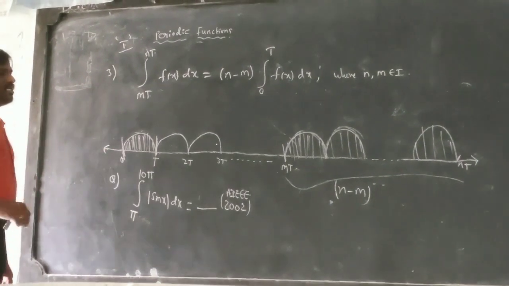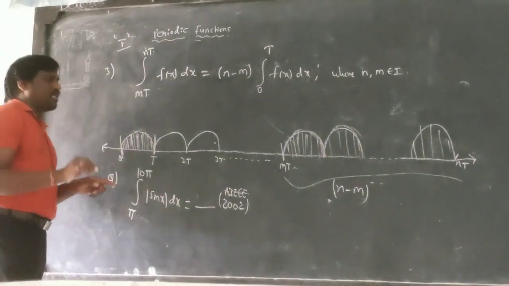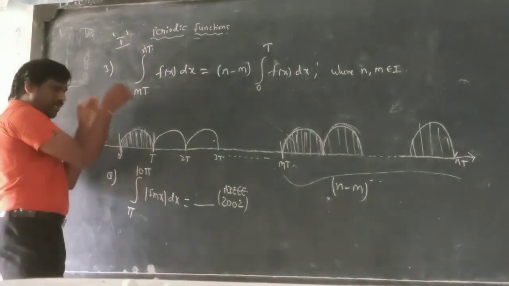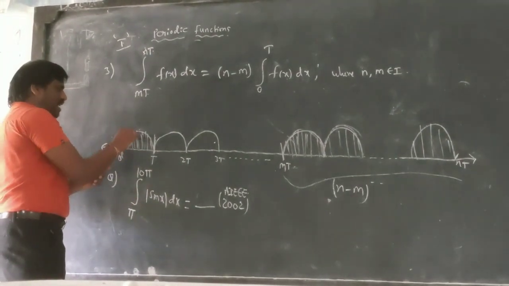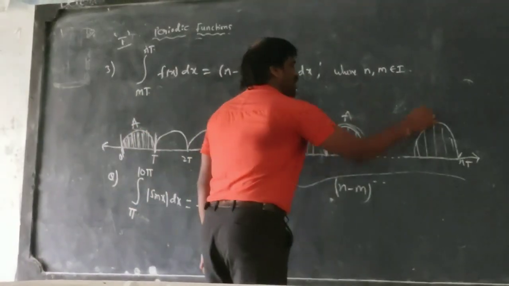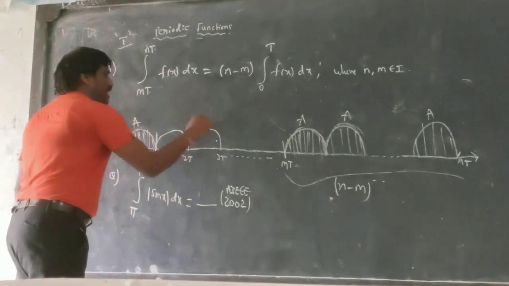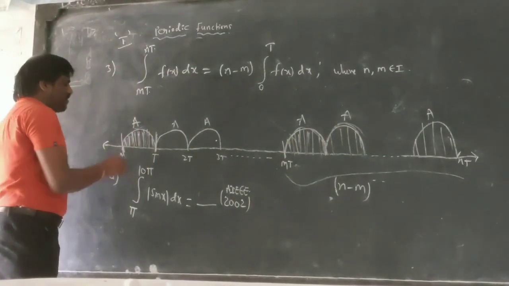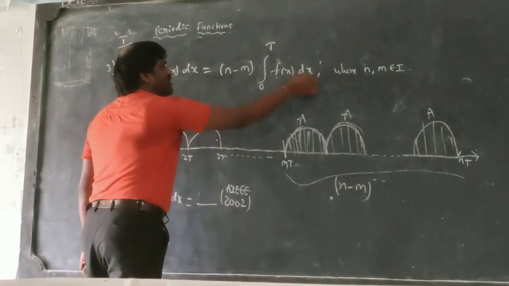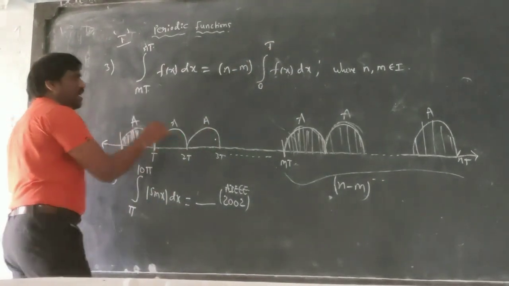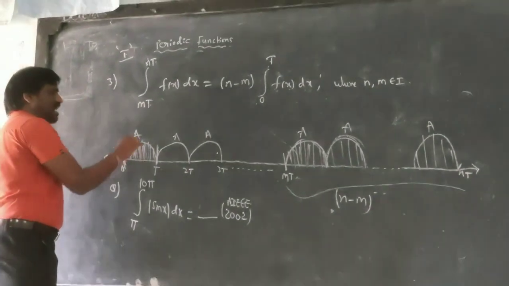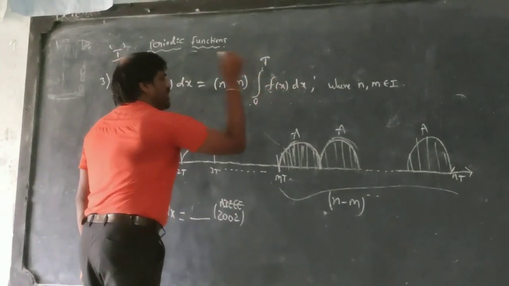So what is that area? A periodic function means the area is repeating; the graph is repeating at the period. Suppose this area is A, then this area is also A, this area is also A, and all these areas are A, correct? If this area is from 0 to T, it is the integration from 0 to T of f(x) dx, so A is the integration from 0 to T of f(x) dx.